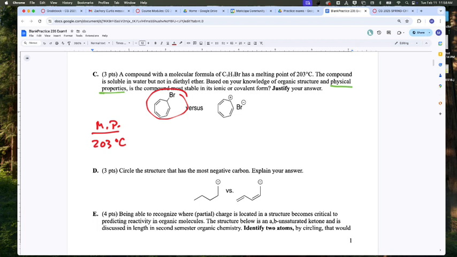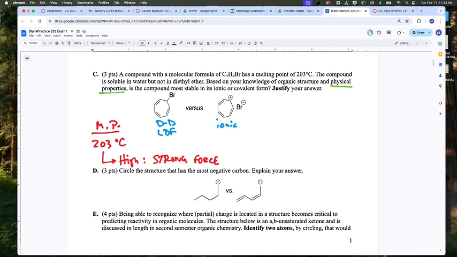Okay, if that's a high melting point, what does that suggest our force is? That should be a strong force. What forces do I have in my molecules? We've got dipole-dipole and London dispersion forces. I'll accept that. What's the other compound?